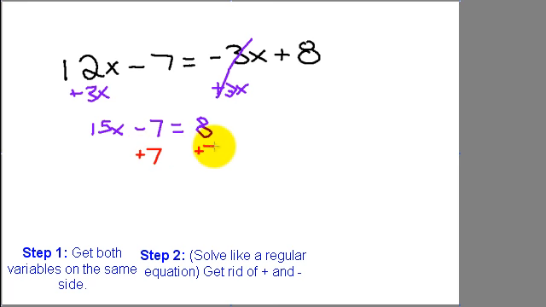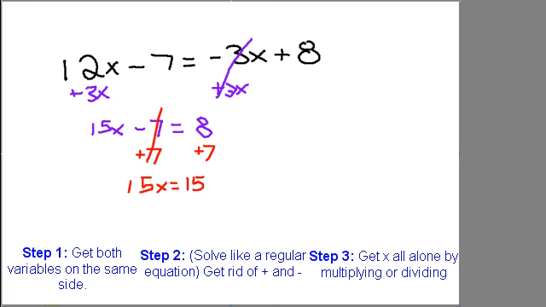And remember, whatever you do to one side, you have to do to the other. So these 7's on the left here cancel out, which is what we wanted. We're left with 15x equals, and 7 plus 8 is 15. So now we need to get x all alone. We're almost there. One more step. We need to get rid of this 15 over here.